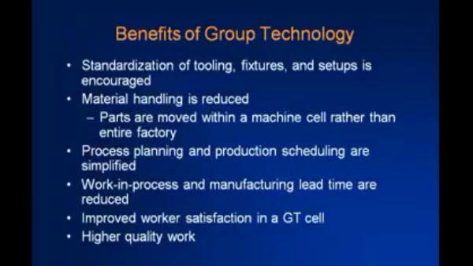There are certain benefits: standardization of tooling, fixtures, and setup is encouraged. Material handling is reduced. Material handling means how parts are moved between the machines. Parts are moved within a machine cell rather than the entire factory. Process planning and production scheduling are simple. Work in process and manufacturing lead time, the time required to manufacture a part, are reduced. And improved worker satisfaction and high quality work are achieved in group technology.